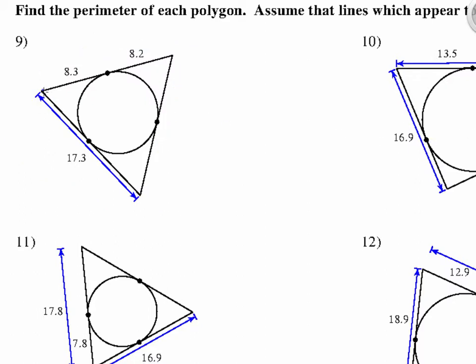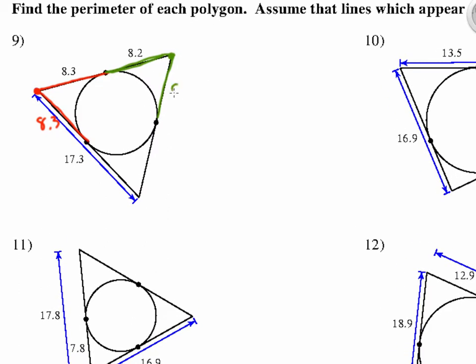So we already practiced this once, but we know that, okay, let me do this in red. This is a tangent line because it touches just one time. This is also a tangent line because it touches just one time. They both come from the same point, so they are going to be congruent. So this is 8.3, this is 8.3. Same thing over here. This comes from out here. This is 8.2, and this is going to be 8.2.